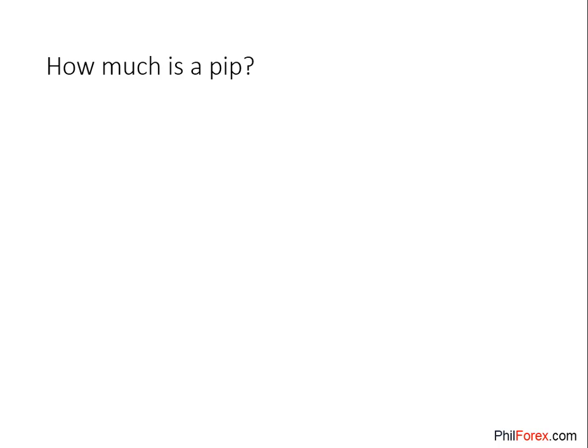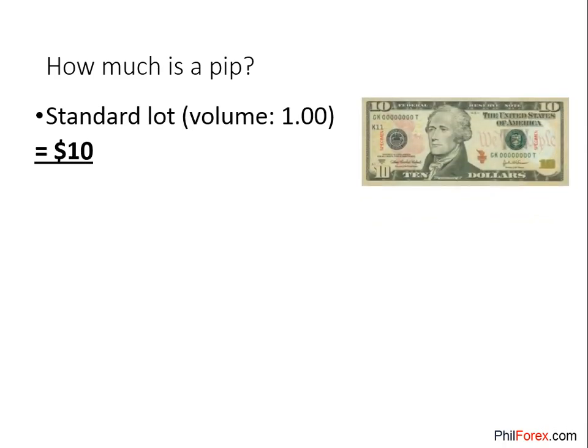Just to give you an idea of how much it is, normally traders trade on a standard lot. That would be $10 per pip. The volume is 1. So for example, you buy at 1.3500, and then it goes up to 1.3501, and then you close the trade, you get 1 pip. If you traded on a standard lot, that would be $10. So for every pip that you get, that would be $10.